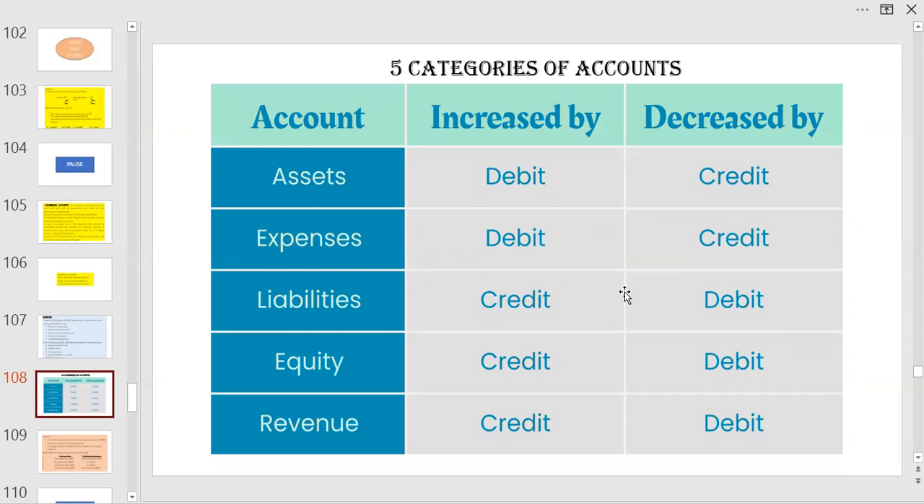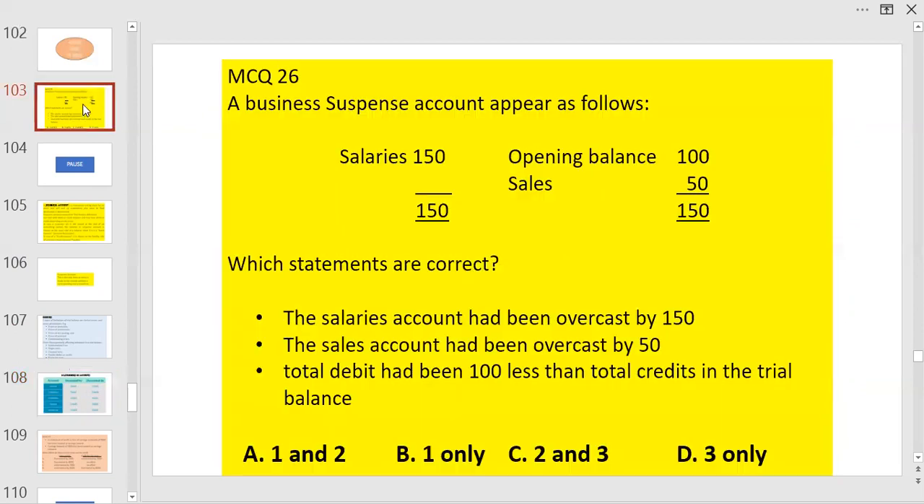So it has to be decreased, which means it should be a credit entry in the salaries account, in the expenditure account. If it is a credit in the salaries account, it should be a debit in the suspense account. So this statement is correct.